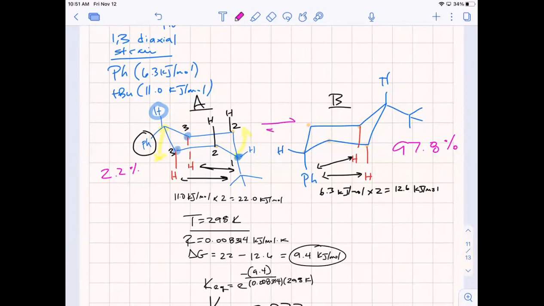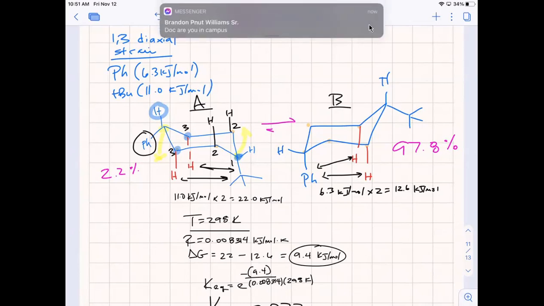I have a question. Go right ahead. Looking at the chart that you gave us earlier, how do you know which one will be axial, which one will be equatorial, just based off of the chart? Which chart? Hold up. Let me see.